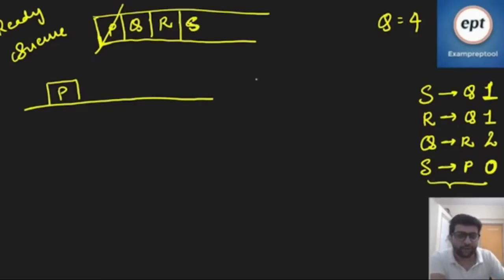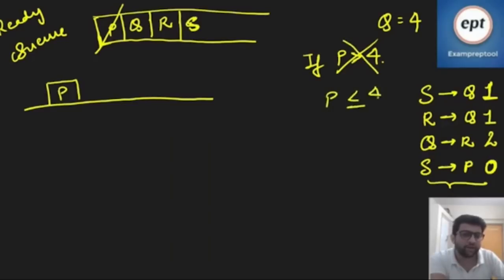If the burst time of P was greater than 4, then the process P would have again gone to the ready queue. However, if the process would have again gone to the ready queue, then there would have been a context switch from S to P. But it has been given that the context switch from S to P is equal to 0, right? So we know that this is not possible. So the burst time of P should be less than or equal to 4.